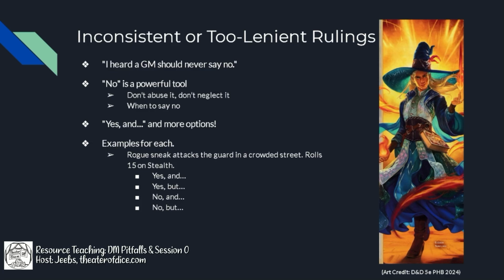There are 4 really powerful options instead of just saying yes or no. You have yes and, yes but, no and no but. Let's talk about examples for each. The rogue wants to sneak attack a guard in a crowded street. He rolls stealth and got a 15. Does it succeed? So, yes and, you blend into the crowd perfectly, making your getaway.